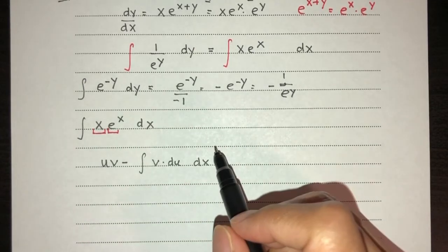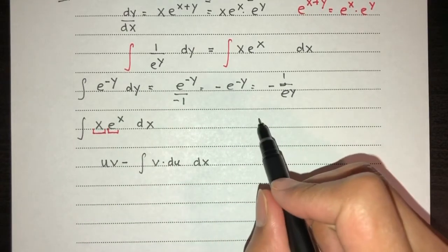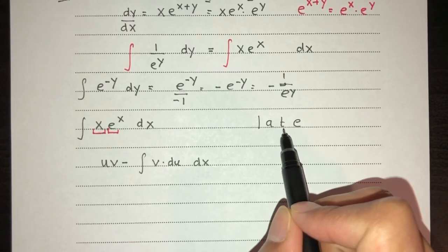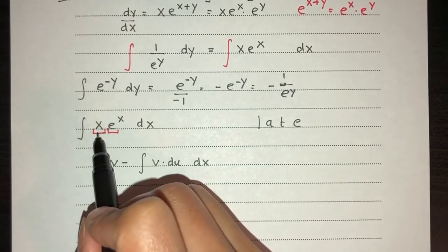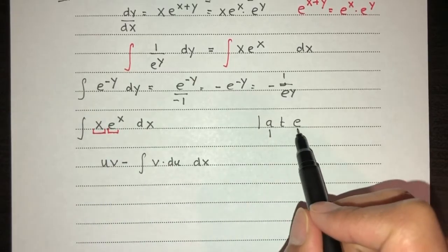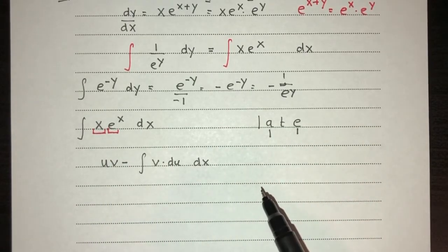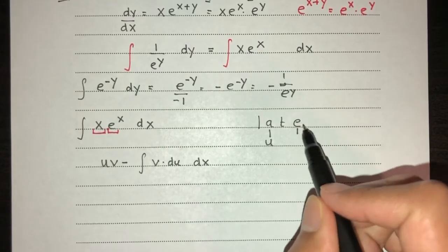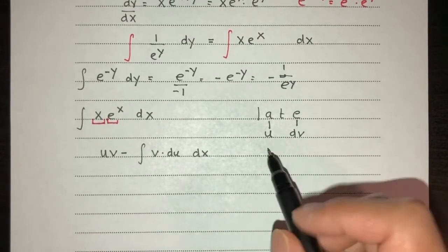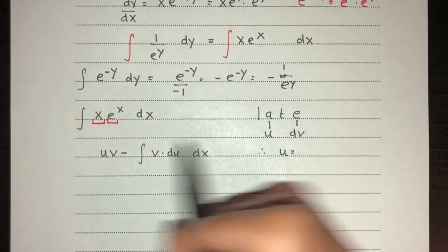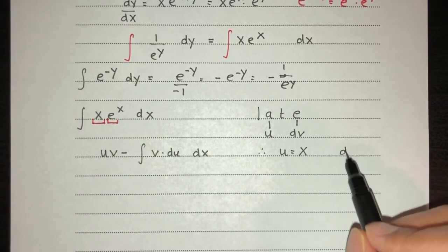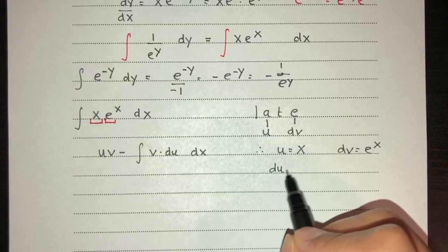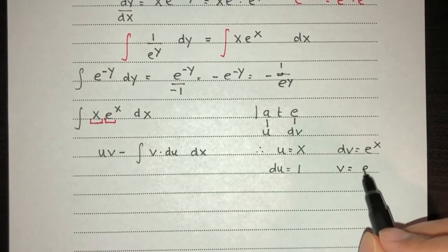Let's choose which one is going to be our u and dv. We follow the rule of LATE: logarithm, algebra, trigonometry, exponential. Here we have an algebraic function and an exponential function. Whichever comes first, we define that as u. Algebra comes first, so this is u, and the exponential is dv. So u is equal to x, and dv is equal to e power x. We have to find du, so du by dx is 1, and v is the integration of this, which is the same thing.